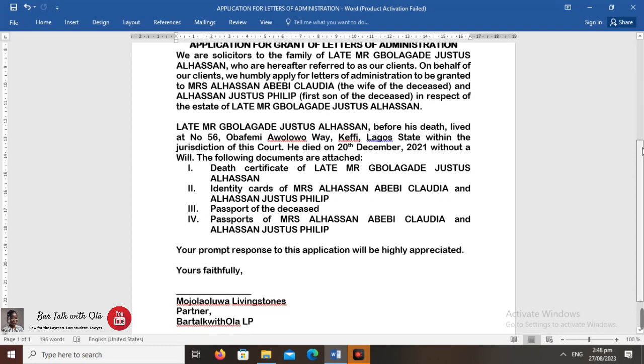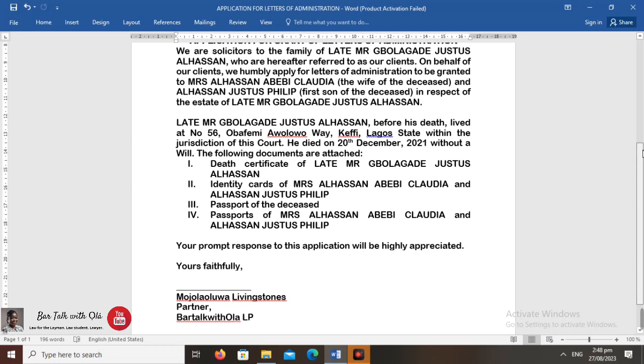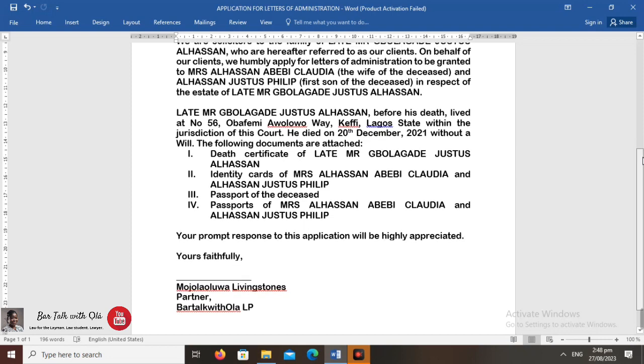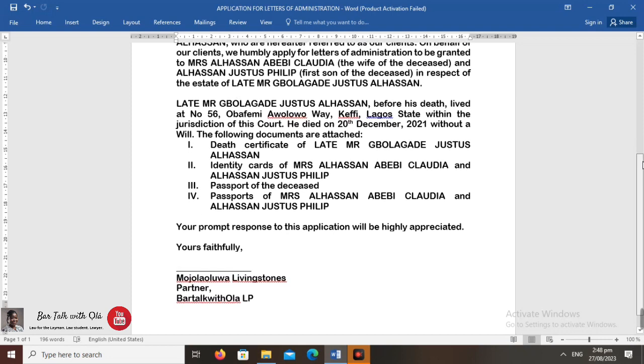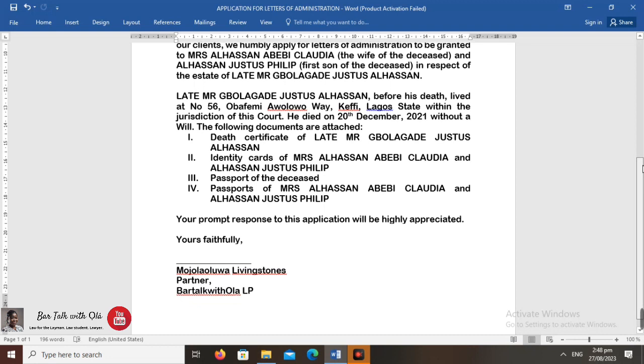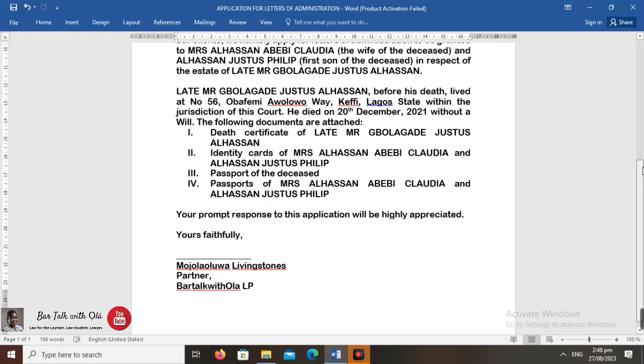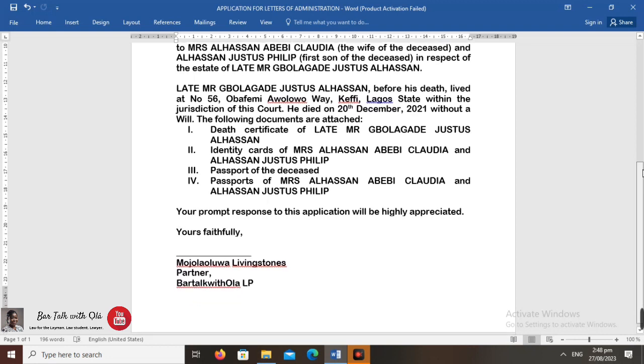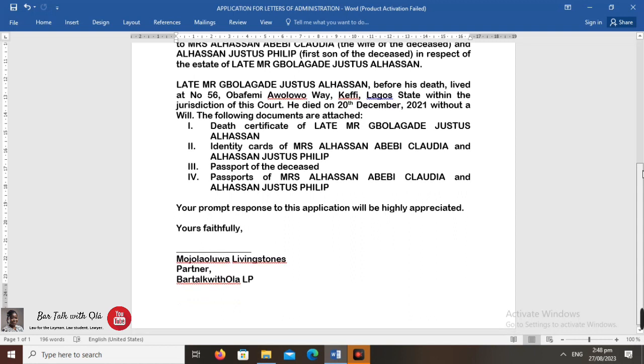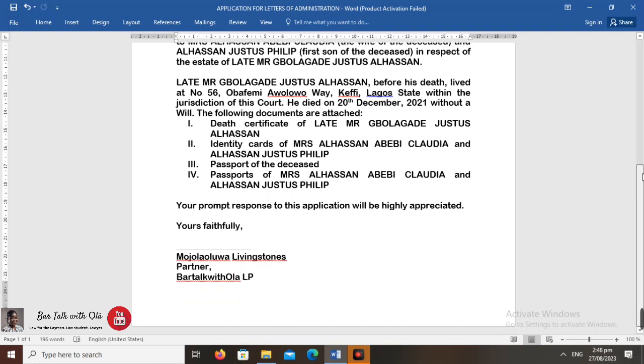The details that we put in this application and in all the documents for the grant of letters of administration are important because they serve to clarify that this is one person we're talking about in particular, not another person, because two people can bear the same names. But by the time you put some particulars, it differentiates them, no matter how similar their lives or their names are. So the next sentence: he died on 20th December 2021 without a will.